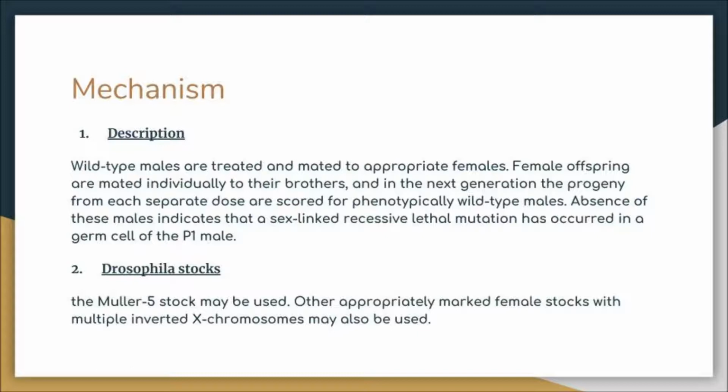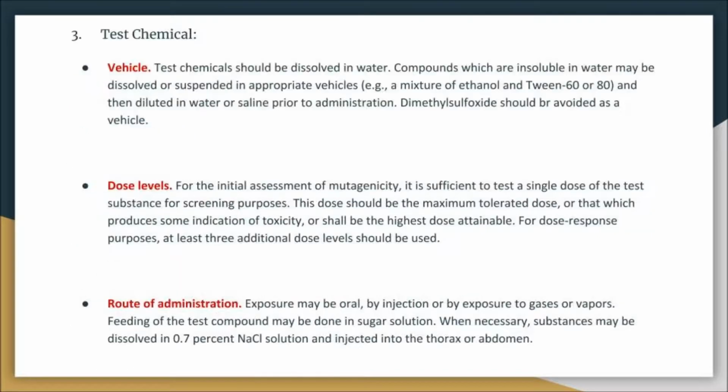Next, for the Drosophila stocks, the Muller 5 stock may be used. Other appropriately marked female stocks with multiple inverted X chromosomes can also be used. Now, let's proceed to how this test chemical is carried out. First, the test chemical should be dissolved in water. Compounds which are insoluble in water may be dissolved or suspended in appropriate vehicles such as a mixture of ethanol and 2,6-dimethylphenol or Hg, and then diluted in water or saline prior to administration.